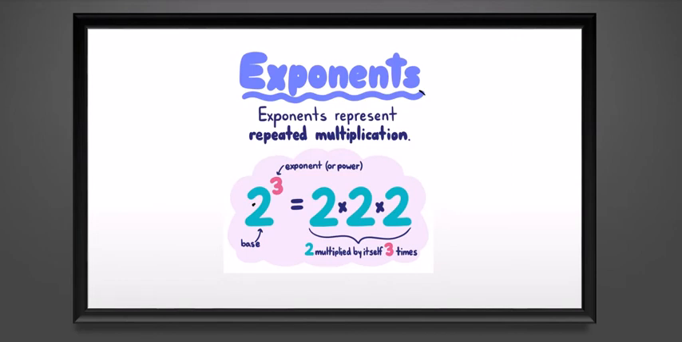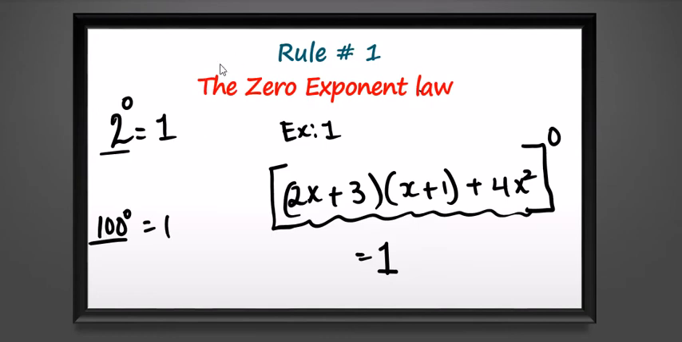All right, rule number 1 is the zero exponent law. Basically, it says anything to the power of 0 is 1. So 2 to the power 0 is 1. Any base that has a 0 exponent, the answer will be 1. 100 to the power 0 is 1. A million to the power 0 is 1. Anything to the power 0 will always be 1.